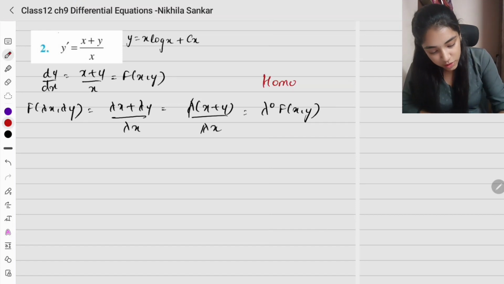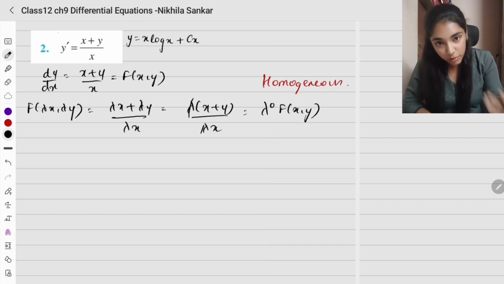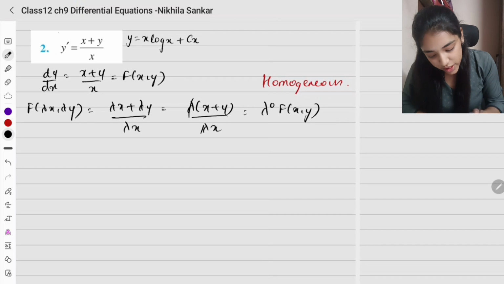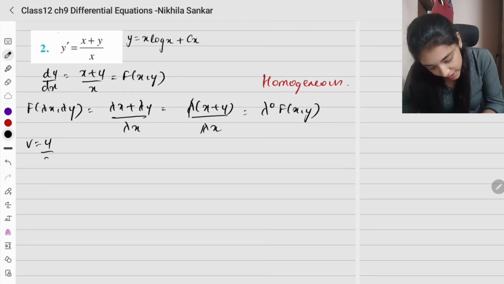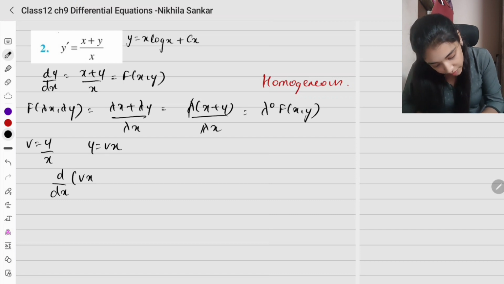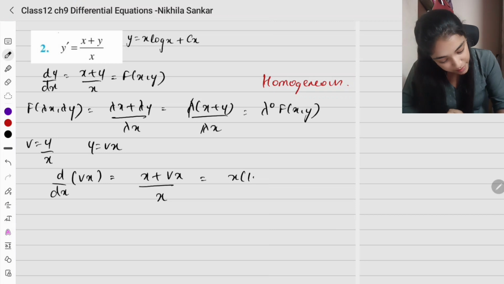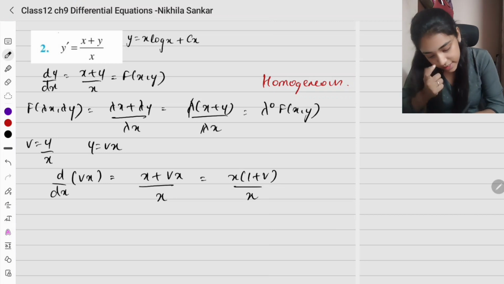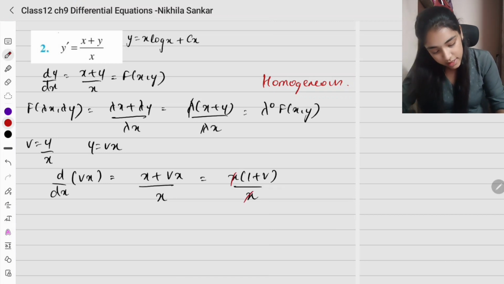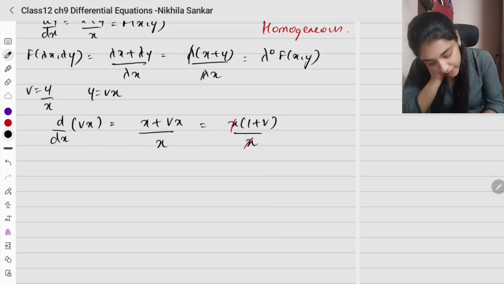In the exam, write this first. First, homogeneous; if we cannot solve by this method itself, we cannot solve it. Okay, so what is your next step? I'm going to substitute v equals y divided by x. So I have y equals vx, isn't it? So d by dx of vx equals, substituting, x plus vx divided by x, which is x times 1 plus v divided by x. The x and the x gets cancelled. So I'll be left with, on this side, what is there?